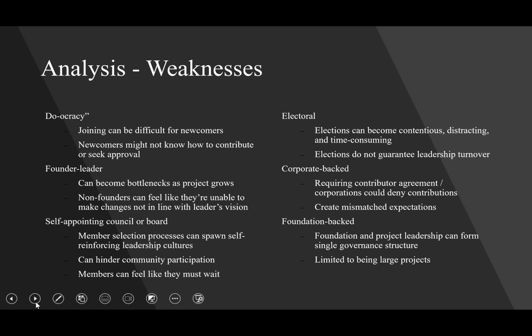The electoral model can be continuous and lacking in turnover without term limits. The corporate backed model can create contributor agreement issues and mismatched expectations. The foundation backed model is limited to large projects.